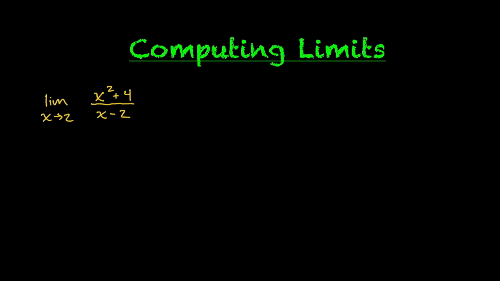Let's dive into another one. Here we have the limit as x goes to 2 of (x squared plus 4) over (x minus 2). We're going to start with that same technique of just plugging in, direct substitution. We get (2 squared plus 4) over (2 minus 2), which is 8 over 0. And again, this is a non-zero over 0, and this is our third case.